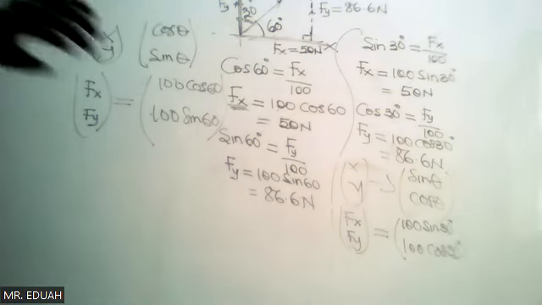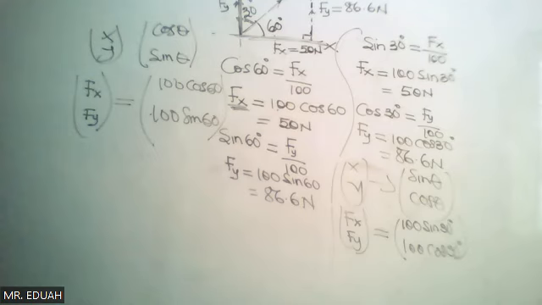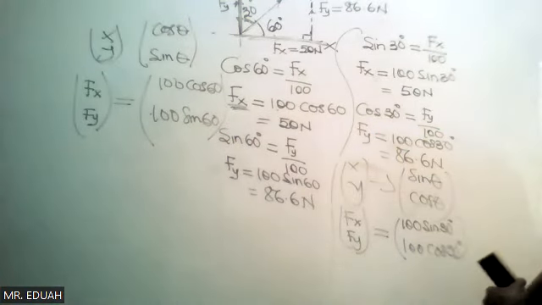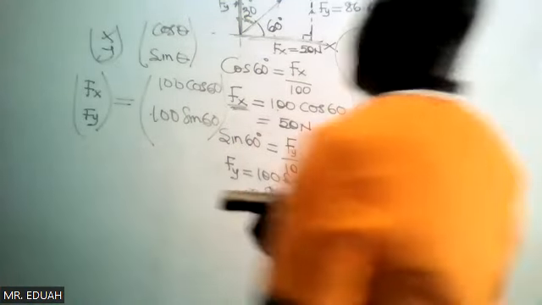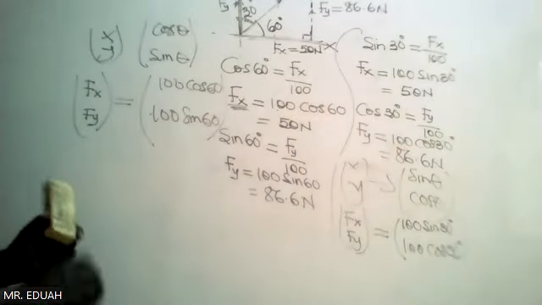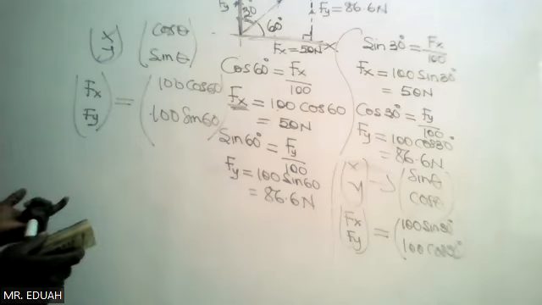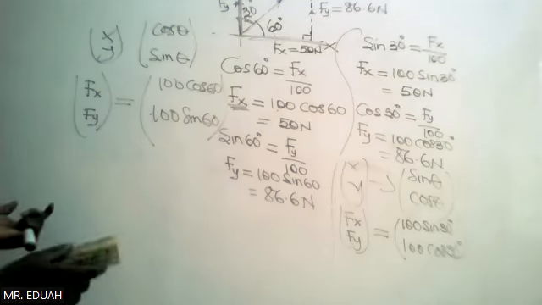Now let's look at an obtuse angle, as you mentioned. The angle between the force and maybe the x-axis is 120.